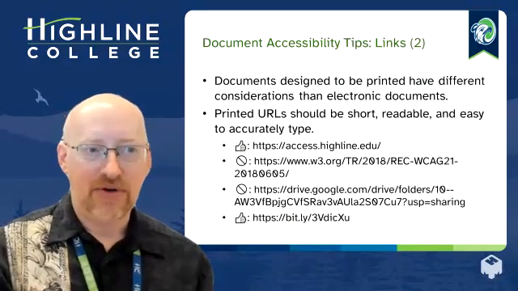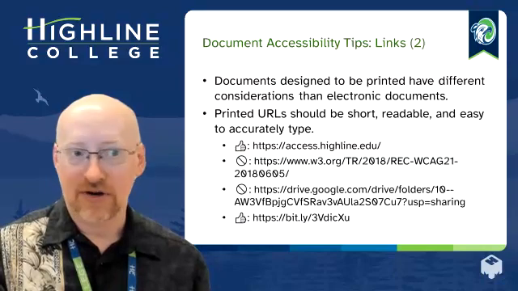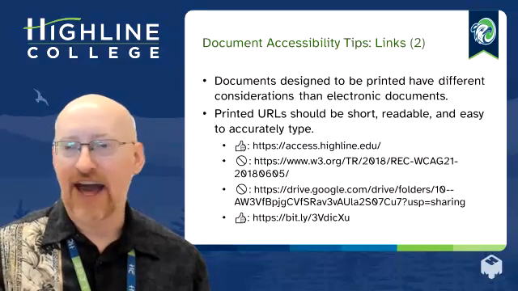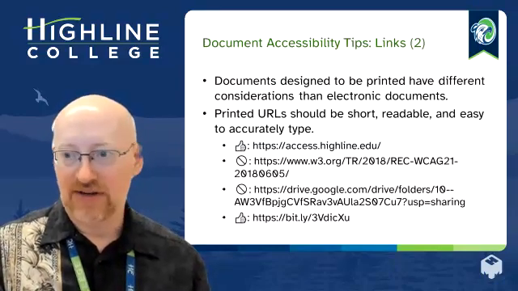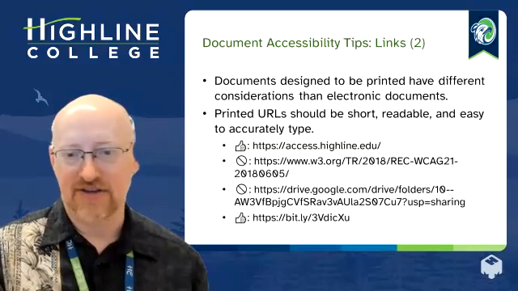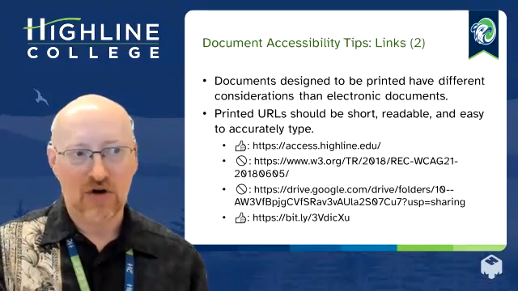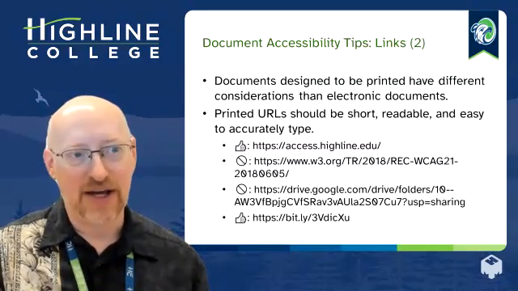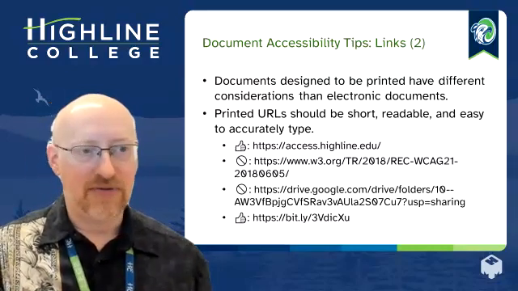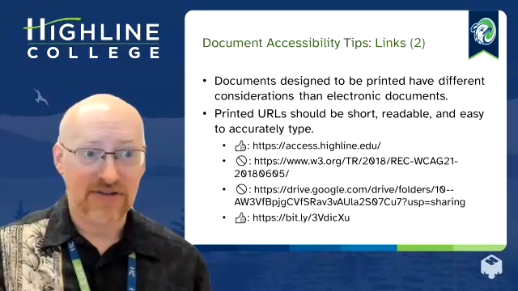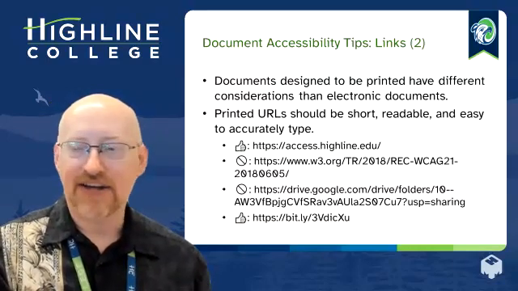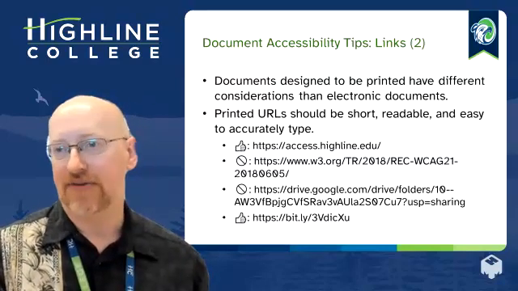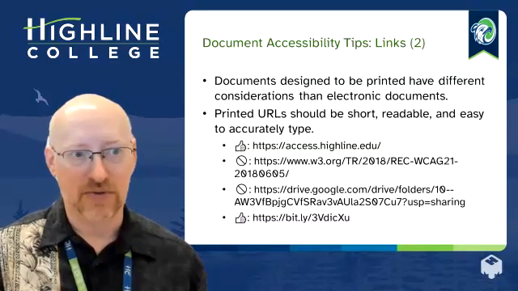So you want to make sure if you're printing URLs or including URLs in a printed document, that they're short, readable, and easy to accurately type. Because at that point, if someone wants to follow it, they can't click on it, so they need to type it on their keyboard into their computer, or of course, these days on a phone, they're thumb typing it. Much easier to make mistakes that way. So the first example here is for Highline's Access Services. It's fairly easy, access.highline.edu. Easy to spell, it's a short URL. That's not terribly difficult to type into a computer or a phone.